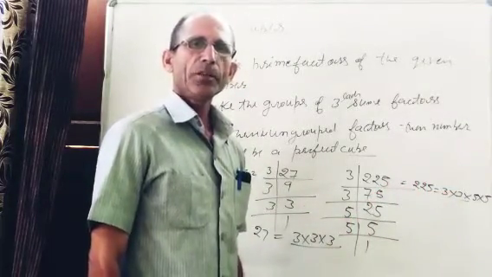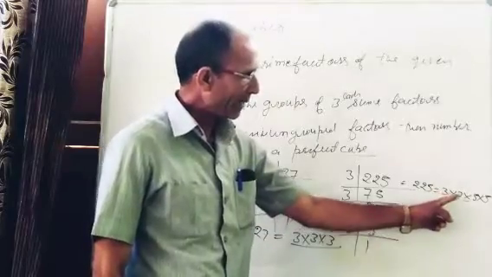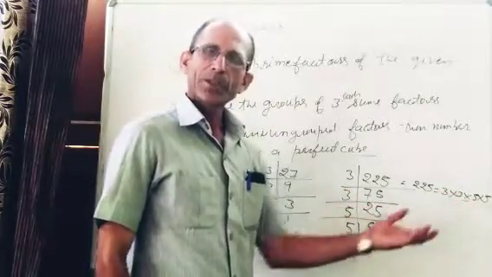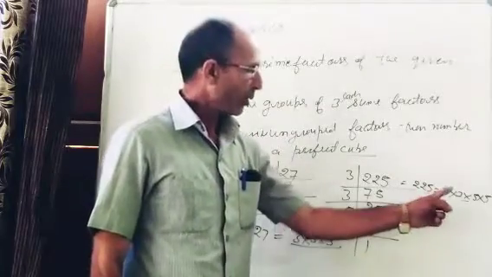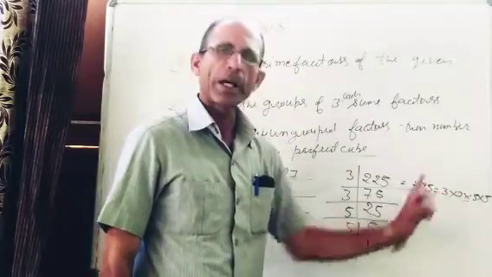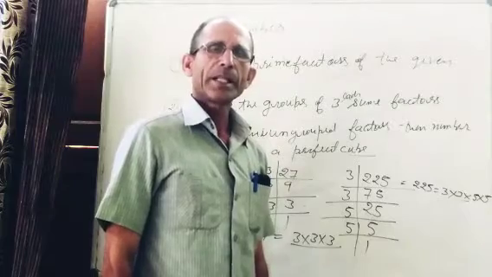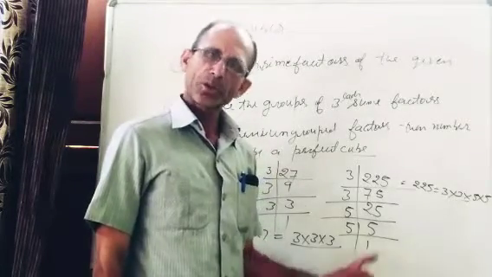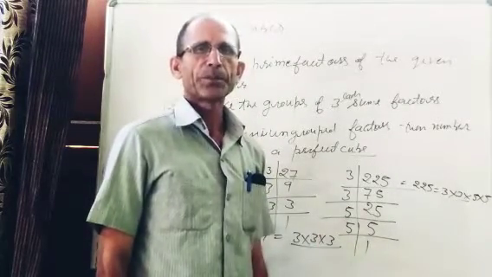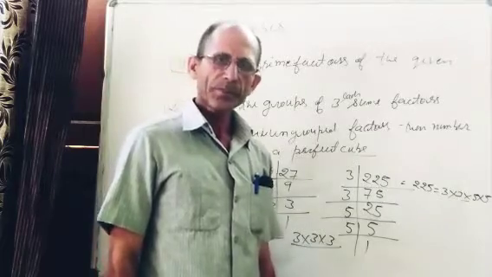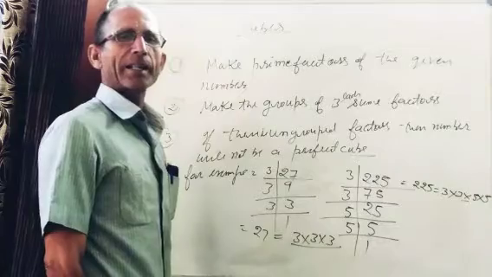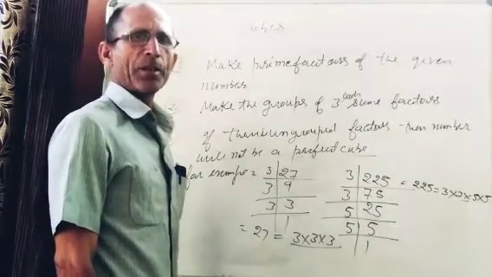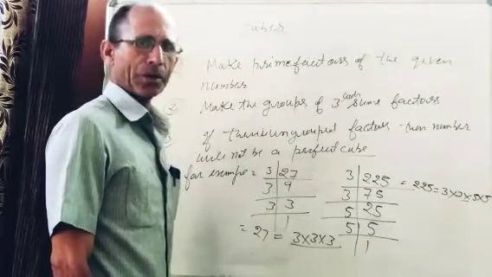This is not a perfect cube because if 3 came 3 times and 5 also 3 times, there would be cube groups. But because 3 comes 2 times and 5 also 2 times, they are not coming 3 times. So this is not a perfect cube. Have you understood? Okay, so this is the method to check whether the given number is a perfect cube or not.